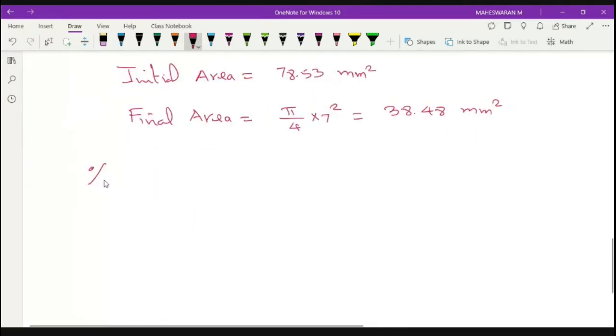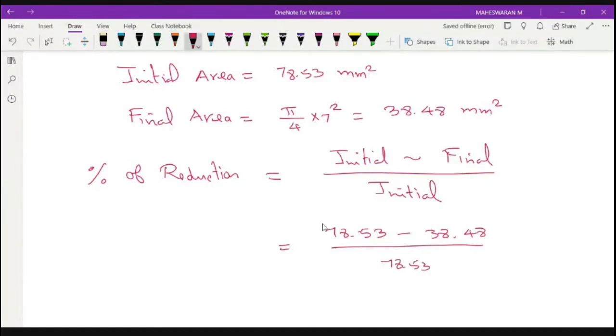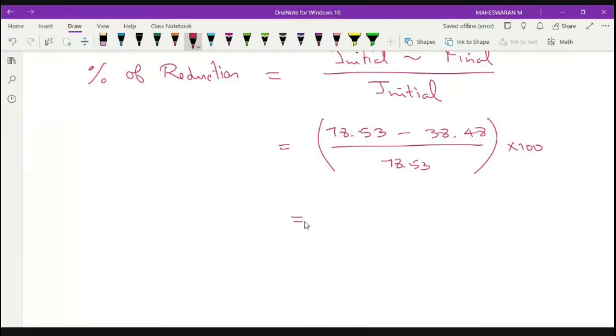So percentage of reduction is the difference between the initial and final. I'll put this symbol indicating difference. Whichever is maximum has to come in front, so always consider the positive value, minus the other, divided by initial. So it is 78.53 minus 38.48 divided by 78.53, multiplied by 100 to get the percentage. What is the reduction in your area? 50.99%. Very good. Now we'll proceed with the next one.